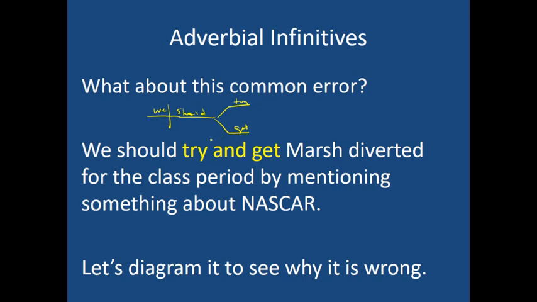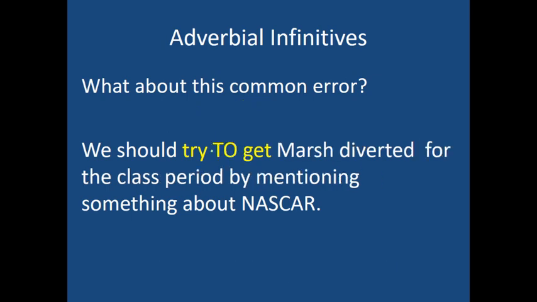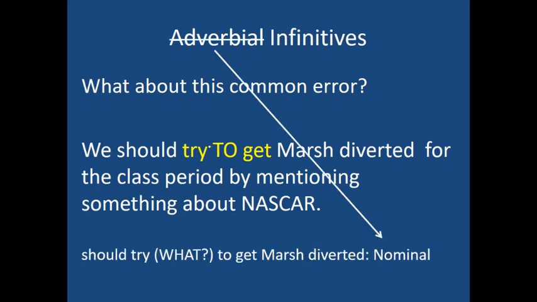You're saying we should try to get. It's an infinitive, and on top of that, it's not even an adverbial infinitive. It's actually a nominal infinitive. But you're saying we should try what, to get, not try and get. They're not two different active actions. It's one single action. It's to try to get. So be careful of those as you practice fixing dangling infinitives and split infinitives.